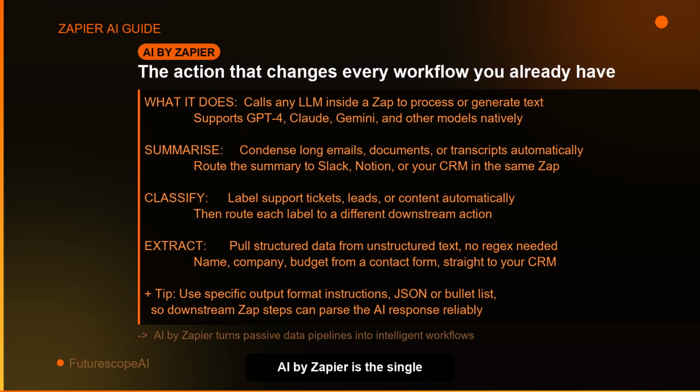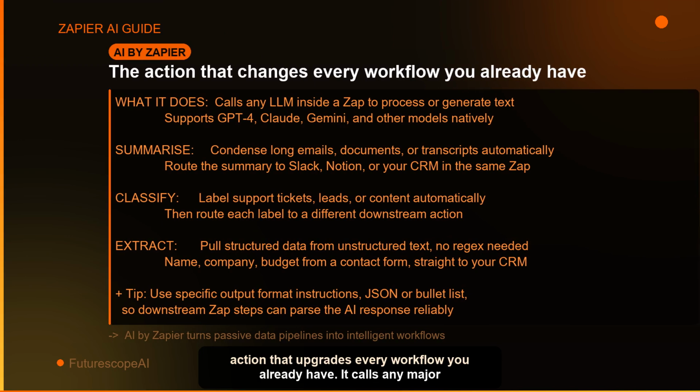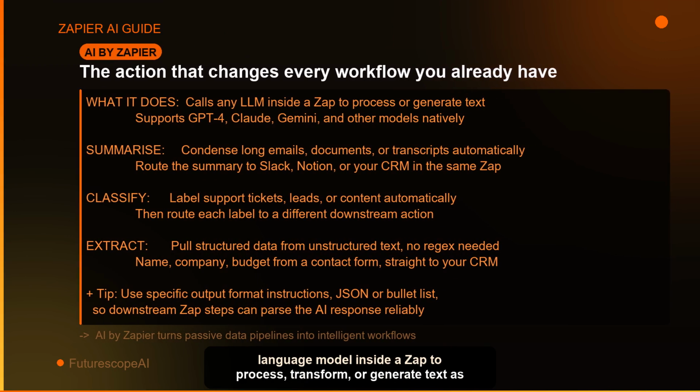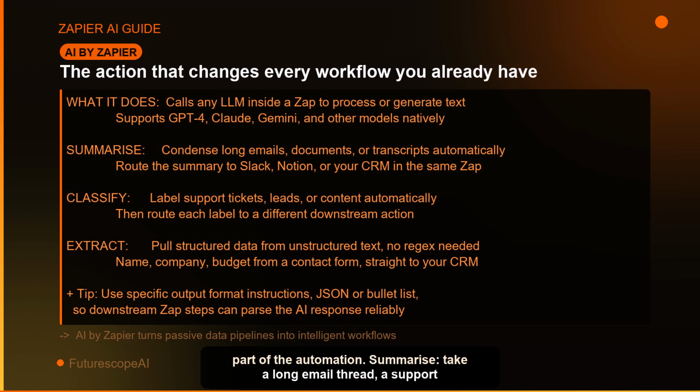AI by Zapier is the single action that upgrades every workflow you already have. It calls any major language model inside a Zap to process, transform, or generate text as part of the automation. Summarize: take a long email thread, a support ticket, or a meeting transcript and condense it automatically. The summary then routes to Slack, Notion, or your CRM in the same Zap with no manual work.